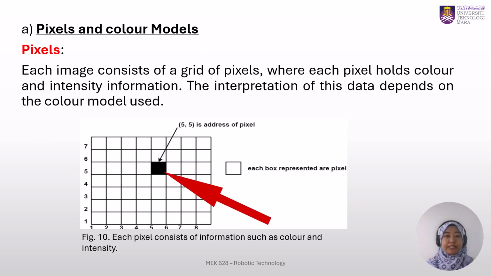Each tiny pixel here carries color information. So for this example, in RGB, it is a mix of red, green, and blue. So the interpretation of this data depends on the color model used. If you're using RGB, you are going to have a 3D array of data. Each of these tiny pixels represents the numbers of the colors that you use here.